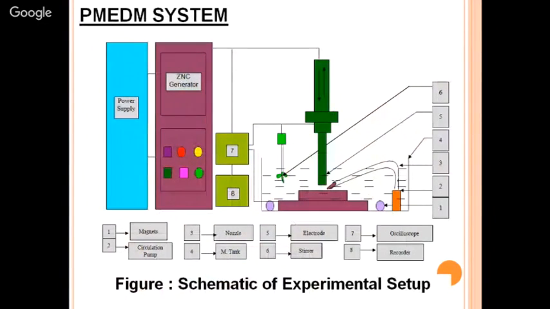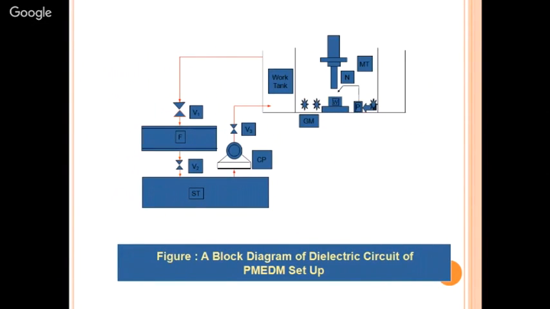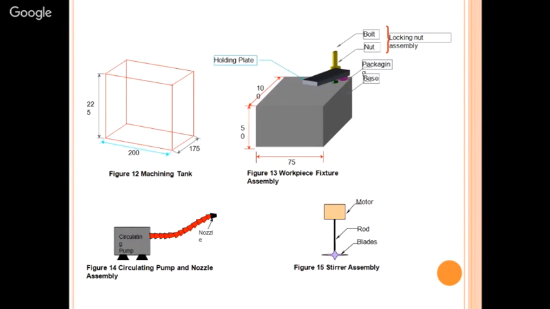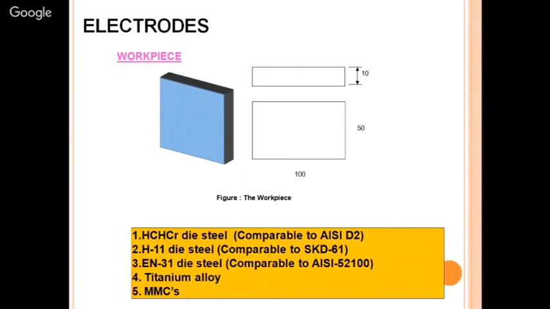So for this we had to design and develop an experimental setup in our laboratory. We have developed this experimental setup in our laboratory. This is the detail of the experimental setup developed in my university lab. These are the parts of the experimental setup: machining tank, workpiece fixture, circulating pump and nozzle assembly, and stirrer assembly. This is the workpiece detail.